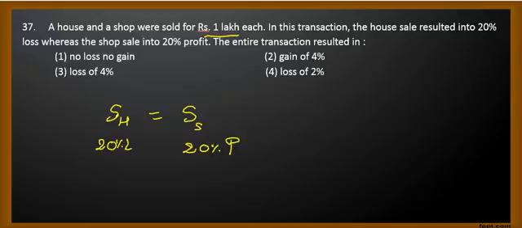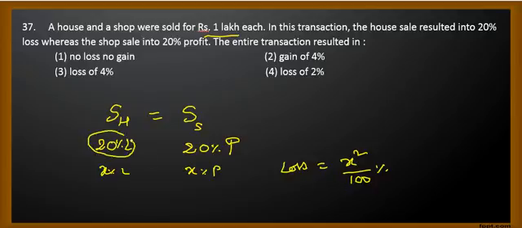Listen carefully. When selling price of two items are the same, on one article there is X% loss and another article there is X% profit, then the trader will always incur a loss, which is equal to X square by 100 percent. So here 20% loss and 20% profit. Here selling prices are the same. When selling prices are the same only, you can apply this concept. So the answer will be 20 square by 100, which is equal to 4%. The answer is option 3.